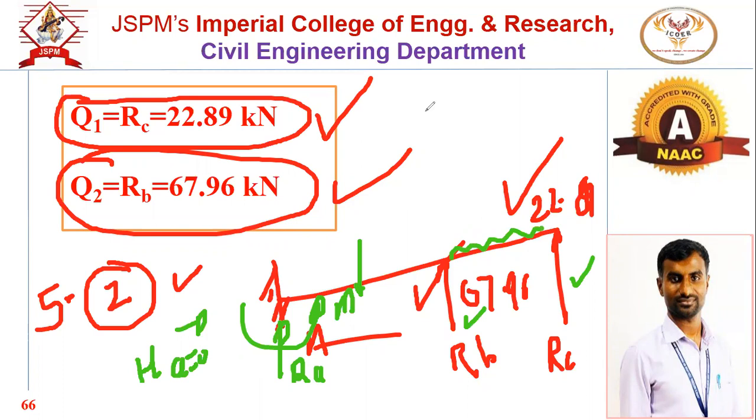Equilibrium equations. Very good. Very good. Apply summation Fy equal to 0, you will get RA. Apply summation of moment at point A equal to 0, you will get MA. That's it.